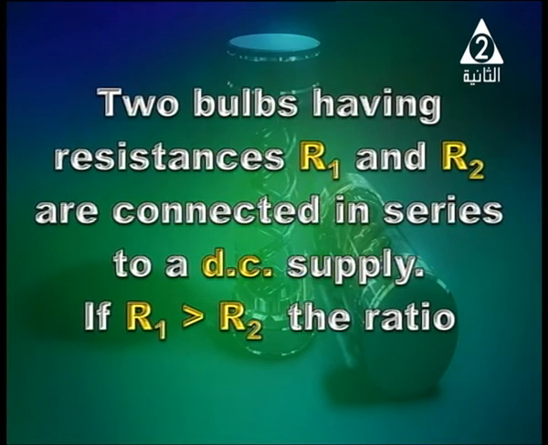Another choice: two bulbs having resistances R1 and R2 connected in series to a DC supply. Connected in series means they carry the same current intensity. The same current intensity passes through both of them. R1 is greater than R2.